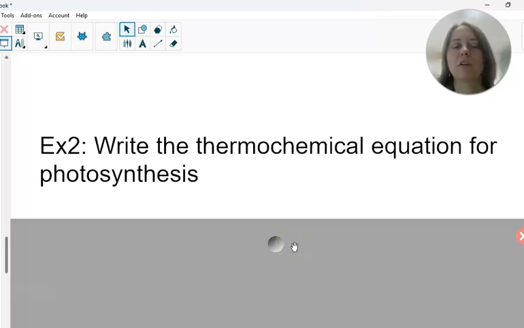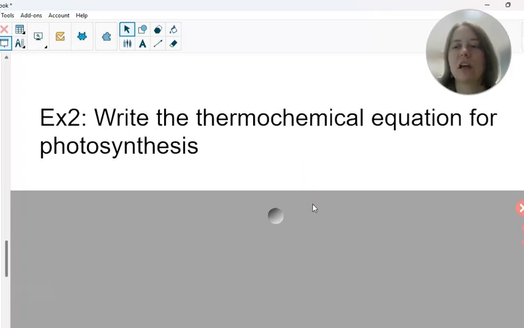Write the thermochemical equation for photosynthesis. Before that sounds super confusing, let's just think about it. Thermochemical is a balanced chemical equation plus the change in enthalpy. We talked about cellular respiration, and you know that photosynthesis and cellular respiration have opposite products and reactants, and we know that no energy is lost or gained. So take a minute and write down a balanced chemical equation for photosynthesis.